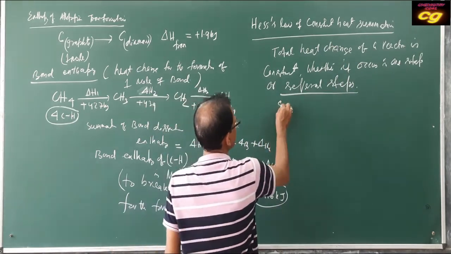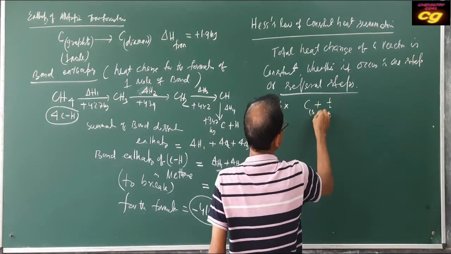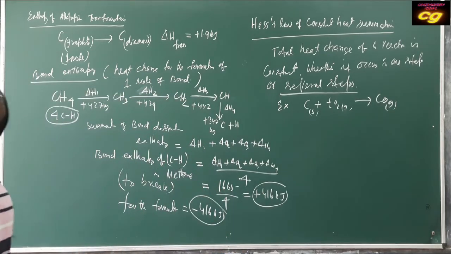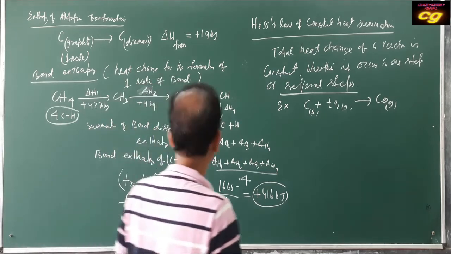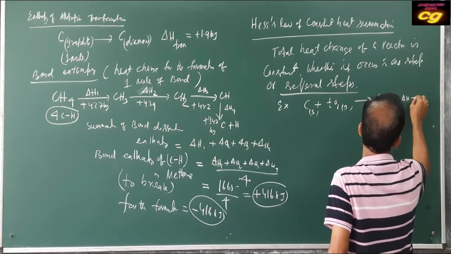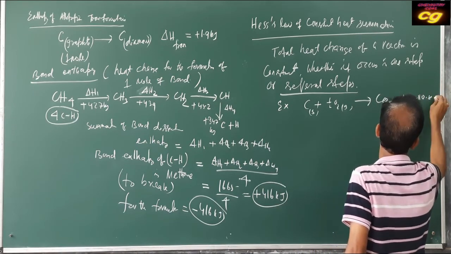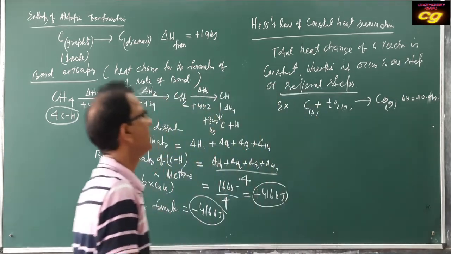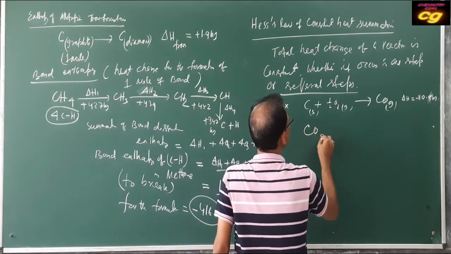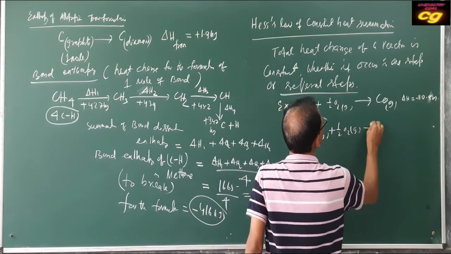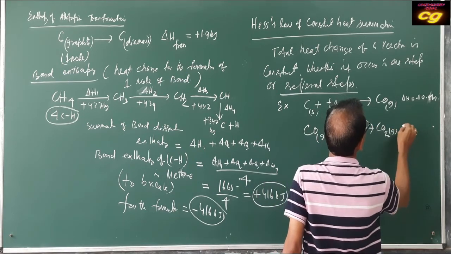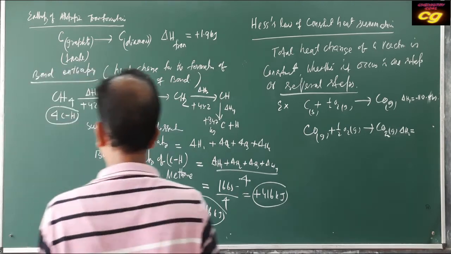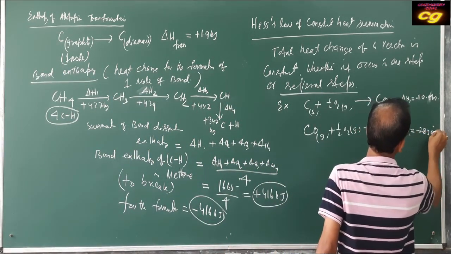For example, you can take C(s) plus half O2(g) converting to CO(g). Here the heat change is for the formation of carbon monoxide. The enthalpy change, delta H, is equal to minus 110.5 kilojoule. This is for carbon monoxide. If again you take CO(g) plus half O2(g) converting to CO2(g), suppose this is delta H1 and this is delta H2. What is the value of delta H2? That is minus 283 kilojoule.